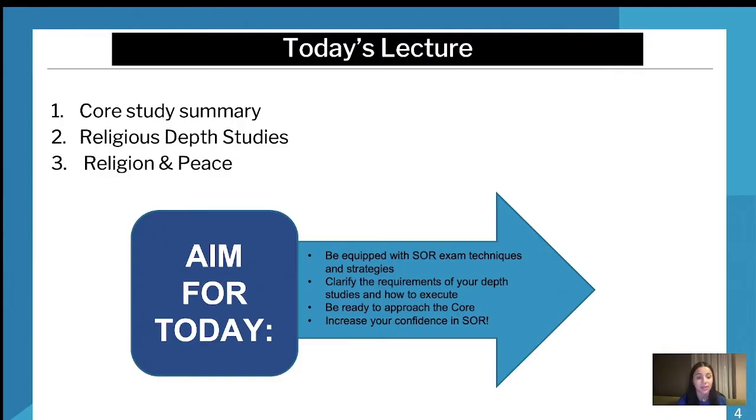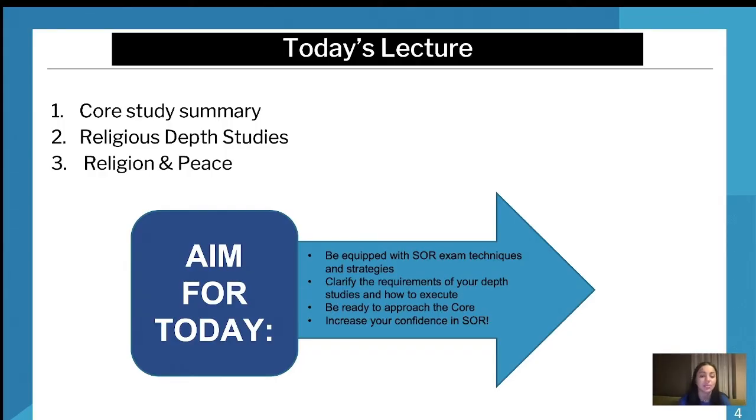It's Aboriginal spirituality and post-1945. Then we're going to go into the religious depth studies and some of the general points for each of the religions, and then go over religion and peace, which is a specific topic in the syllabus for Studies of Religion 2 unit.